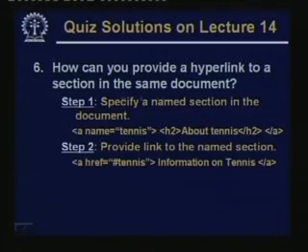How can you provide a hyperlink to a section in the same document? Well, firstly you have to define a name for a section, say tennis, and you can provide a link by giving a hash followed by this name. These are called anchor points in a document. You can define anchor points and you can refer to anchor points in the A tag, so that it points to a particular paragraph or a region of the same document.